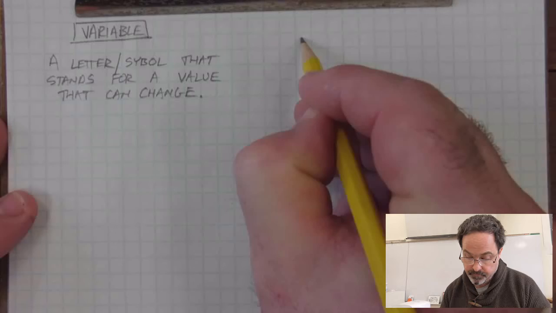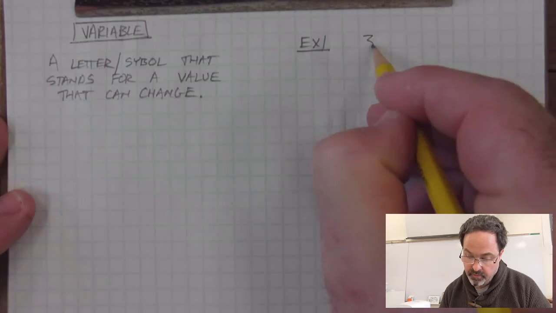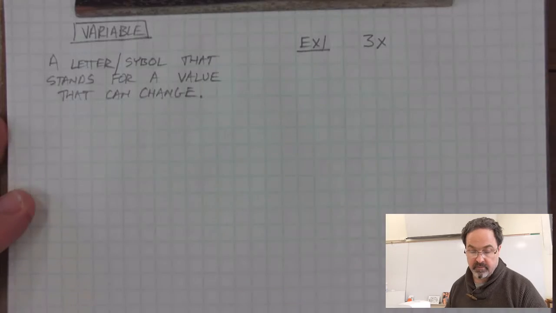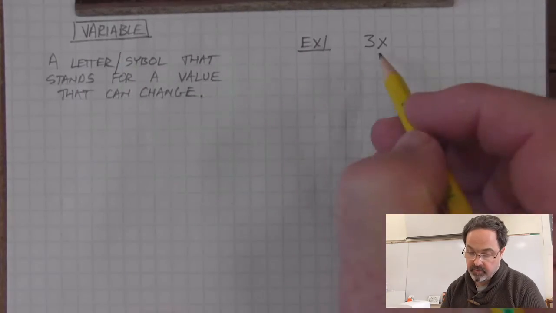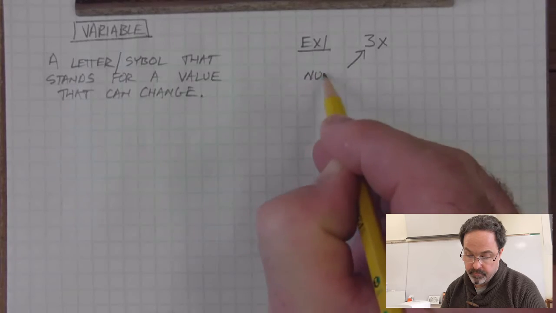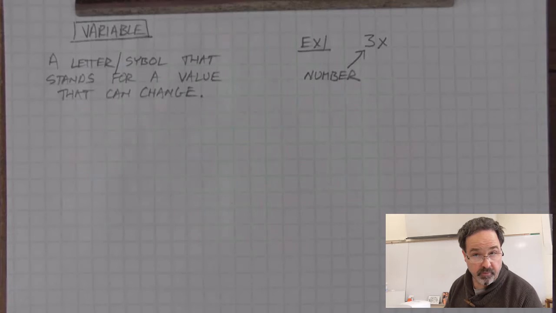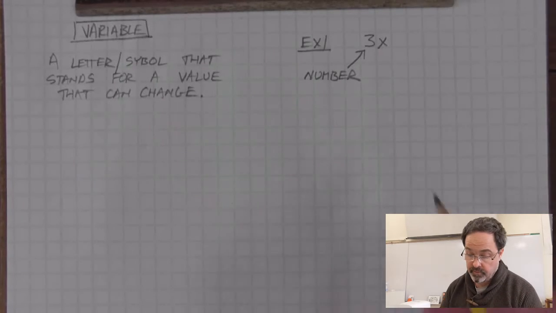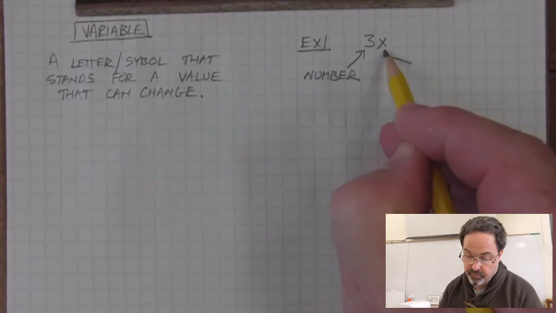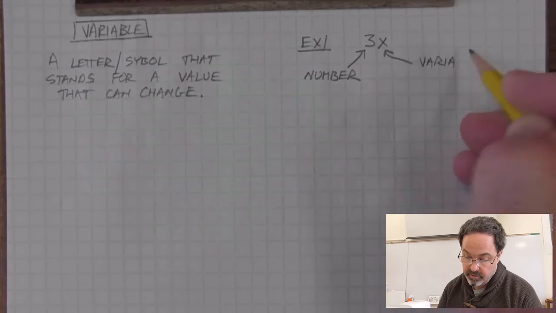For example, I can write the expression 3x. This expression contains a number. If it's multiplying a variable, sometimes we call it a coefficient. And in this expression, the letter x is being used as a variable.